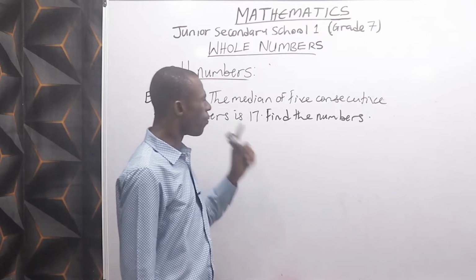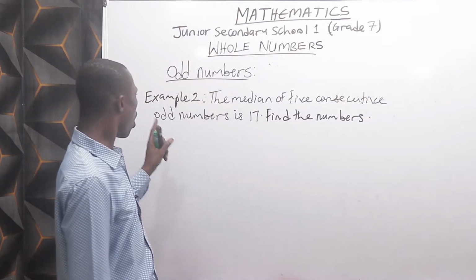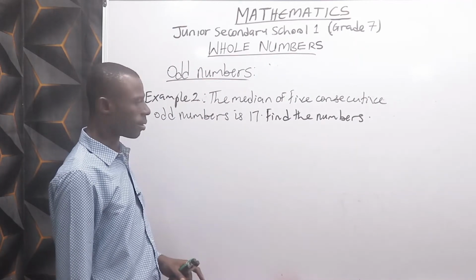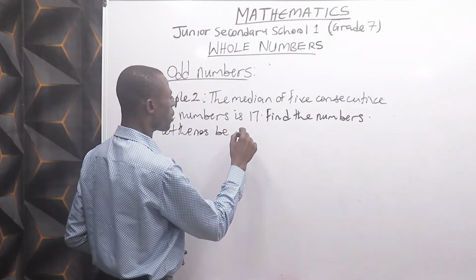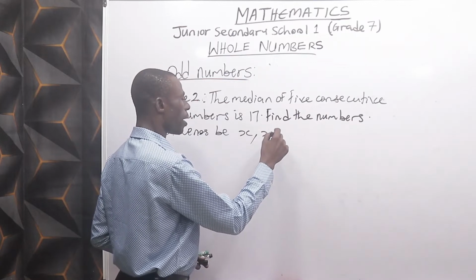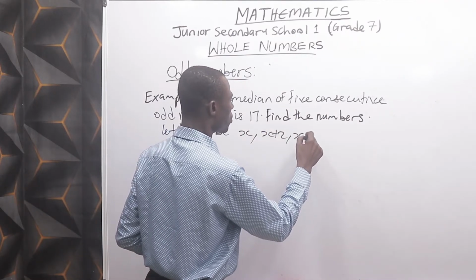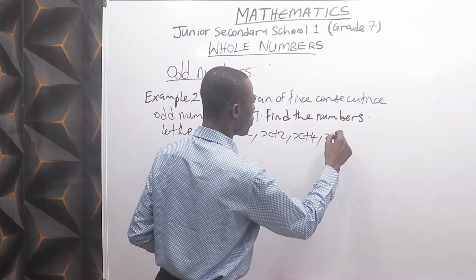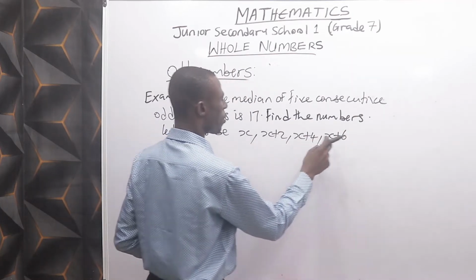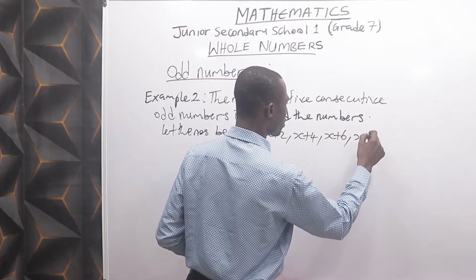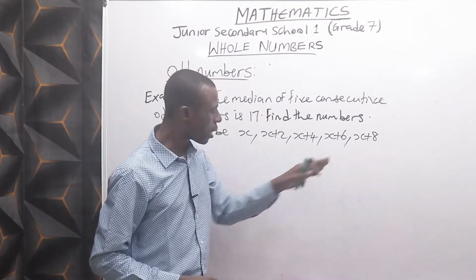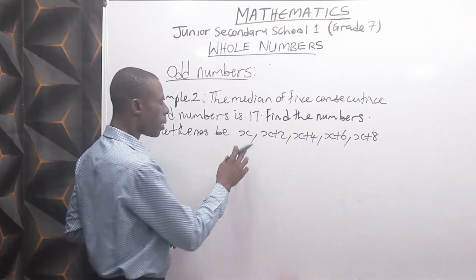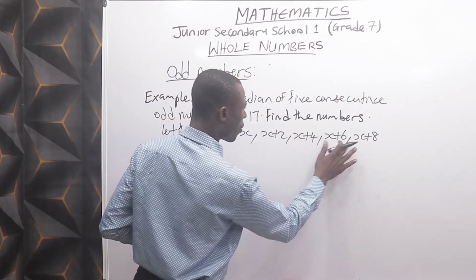Example 2. The median of 5 consecutive odd numbers is 17. Find the numbers. Let the numbers be x, x plus 2, x plus 4, x plus 6, and x plus 8. They are already arranged in ascending order. 1, 2, 3, 4, 5.